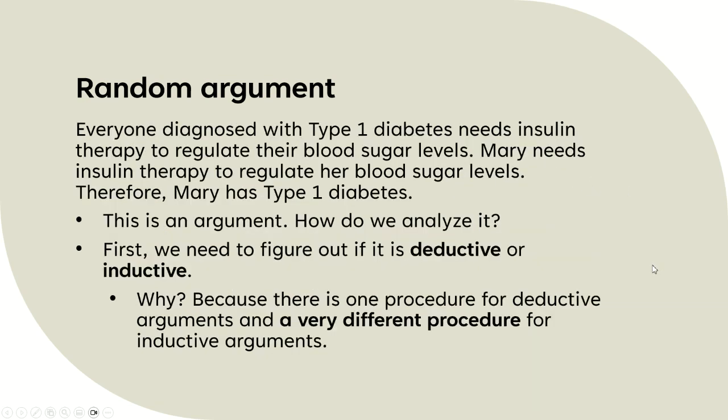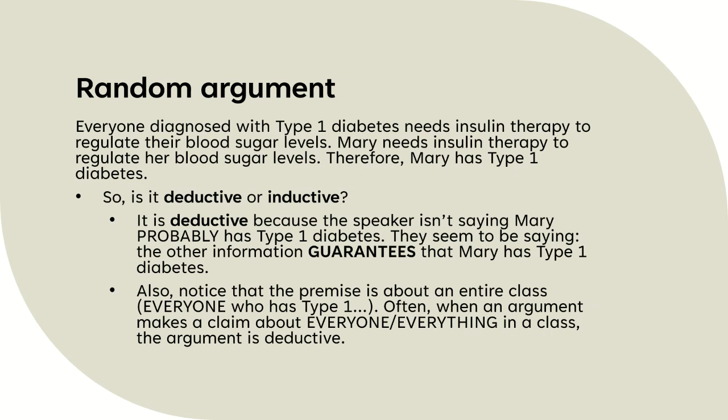Something else to notice about this, by the way, is that the first premise makes a claim about a large class, everyone diagnosed with type 1 diabetes. They're making a claim about everyone in this class of people who are diagnosed with type 1 diabetes, okay? So very often when an argument includes a very large claim about everything or everyone in a class, that argument is deductive. So just be on the lookout for something like that.